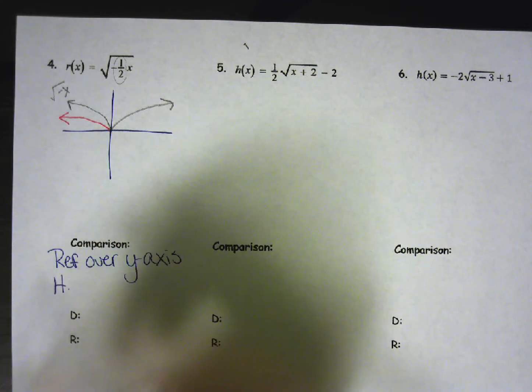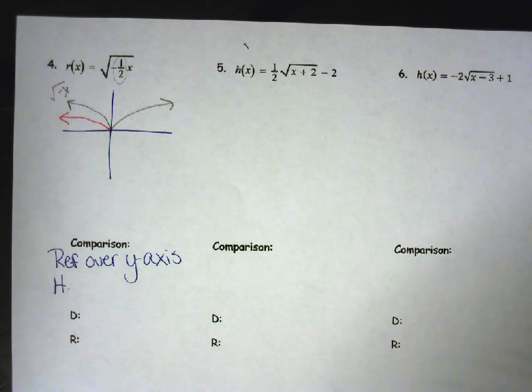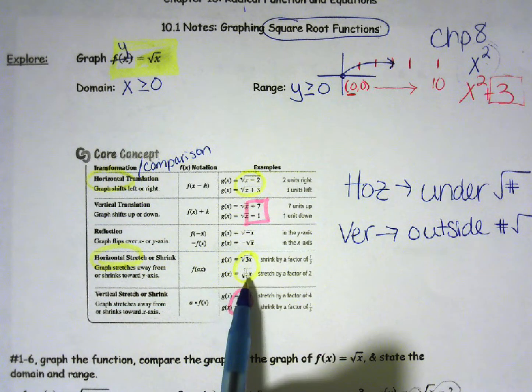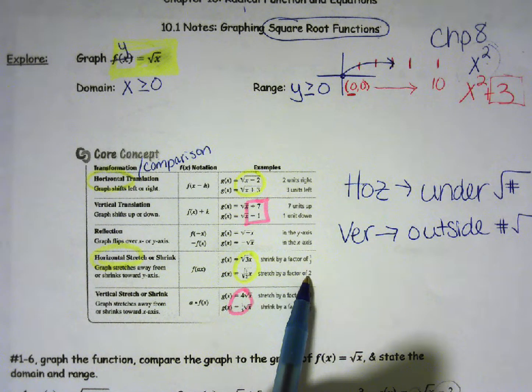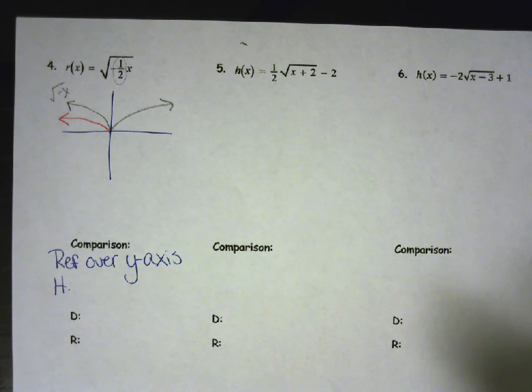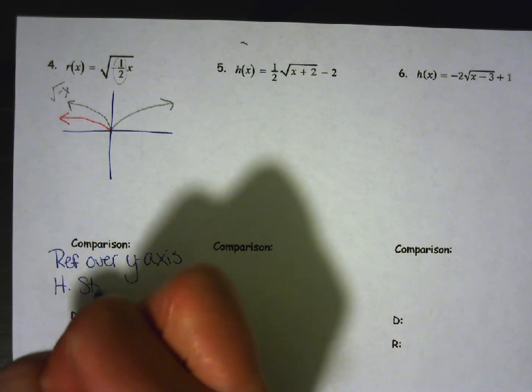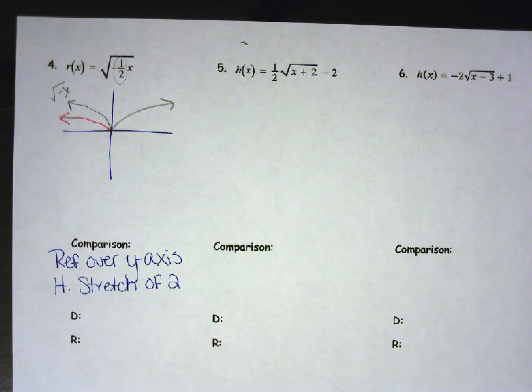So we know this is going to be a horizontal. Now be careful. With horizontals, remember, we have to do the reciprocal. So see how this was a 1/2? So we call that a stretch, and then we use the reciprocal. So horizontals, stretches and shrinks, can be a little tricky. So this is a horizontal stretch of 2. You got to watch those reciprocals.